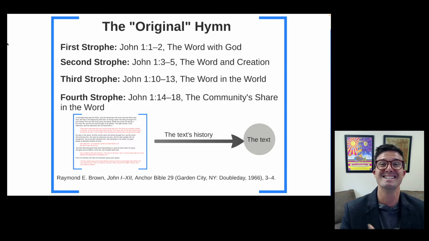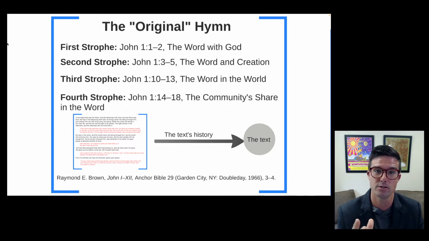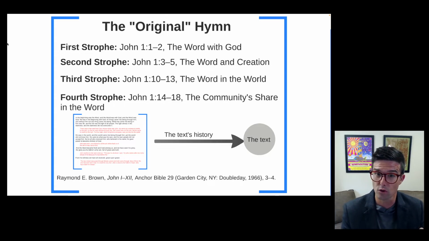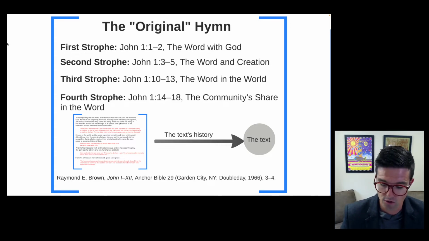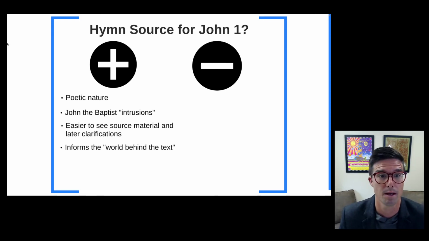That's right. It's going to be a diachronic approach to the world of the text, focusing on the text history in order to understand the text better. So he's really interested in the sources that are being used and edited, doing source and redaction criticism to the original hymn. And there are positives and negatives to thinking about a hymn source for John 1 and for dividing out the prologue the way that Raymond Brown does.